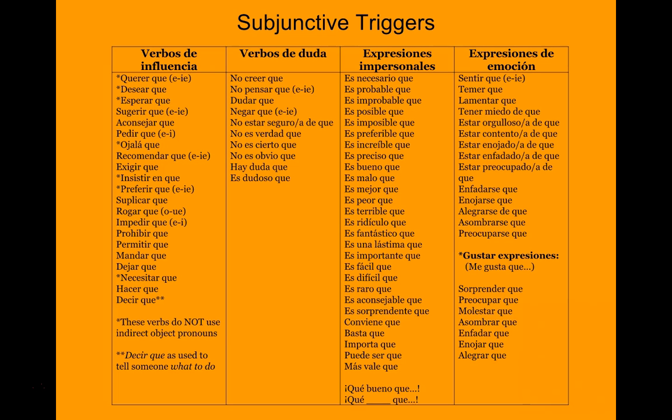The third column are impersonal expressions. The first one, for example, es necesario que. It's necessary that. If something is necessary that means that it's not happening and it needs a subjunctive after the que.